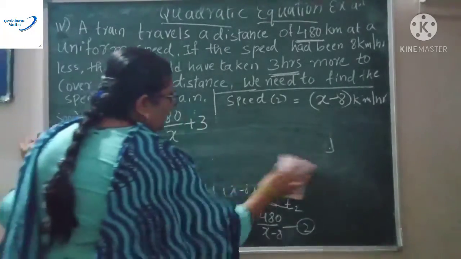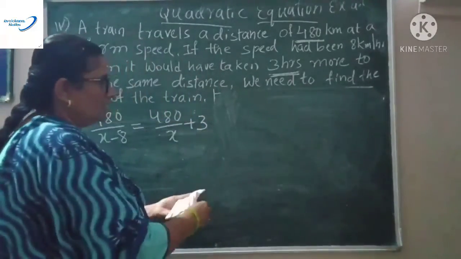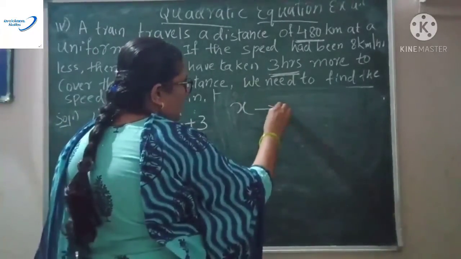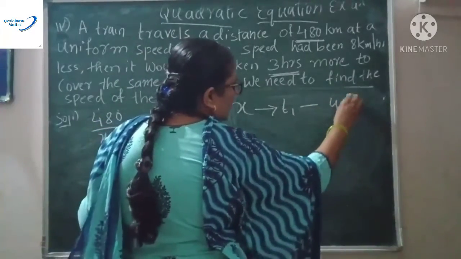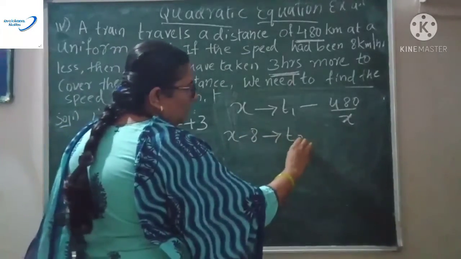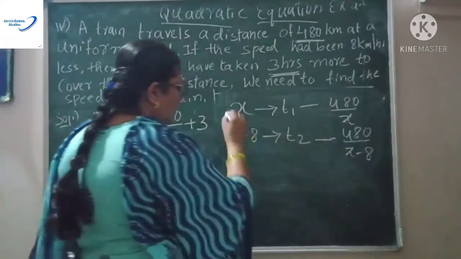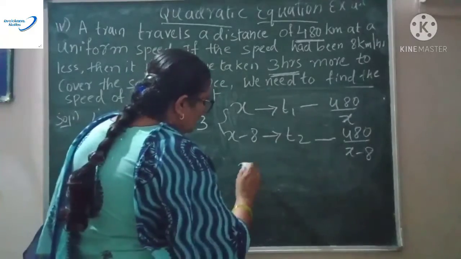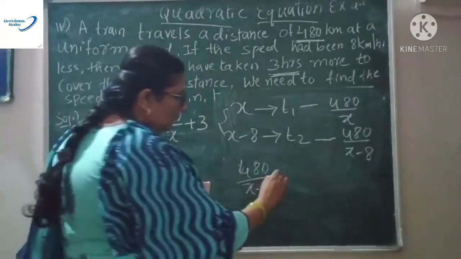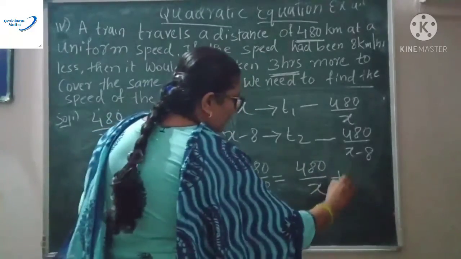I think you people are understanding these concepts. Let me analyze once again. When the speed was x, the time taken was 480 upon x. When the speed was x minus 8, the time taken was 480 upon x minus 8. The relation between these two is that 480 upon x minus 8, the time t2, is equal to the first one, 480 upon x, t1, plus 3 hours.